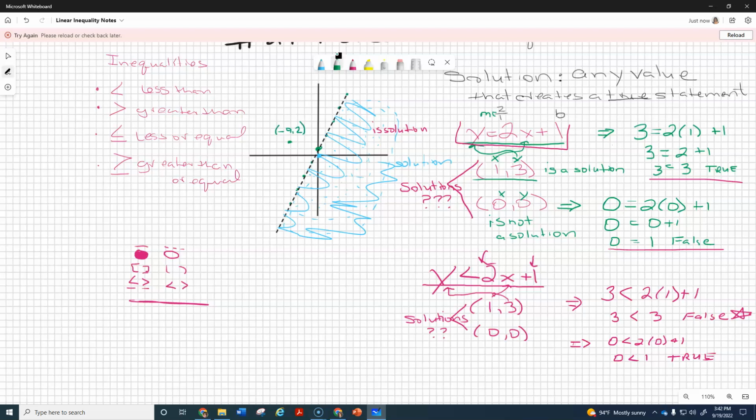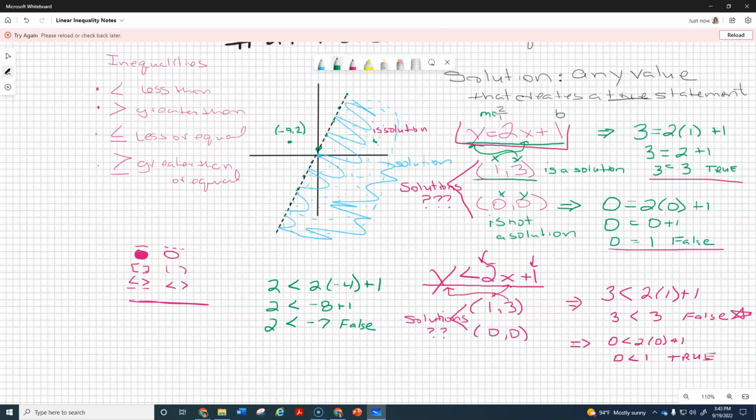So if we plug that point into this equation, we're going to expect to get a false answer. I plugged in the point -4, 2, and 2 times -4 is -8. -8 plus 1 is -7. And this says 2 is less than -7. That's a false statement.